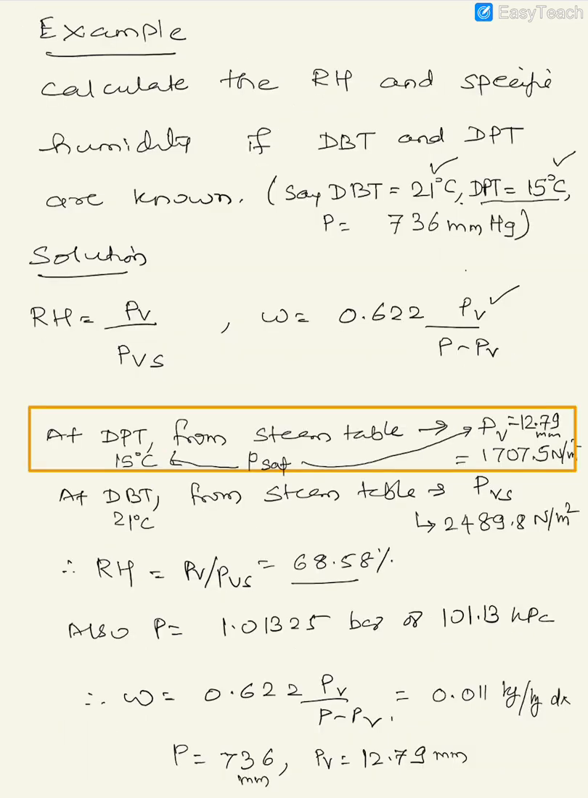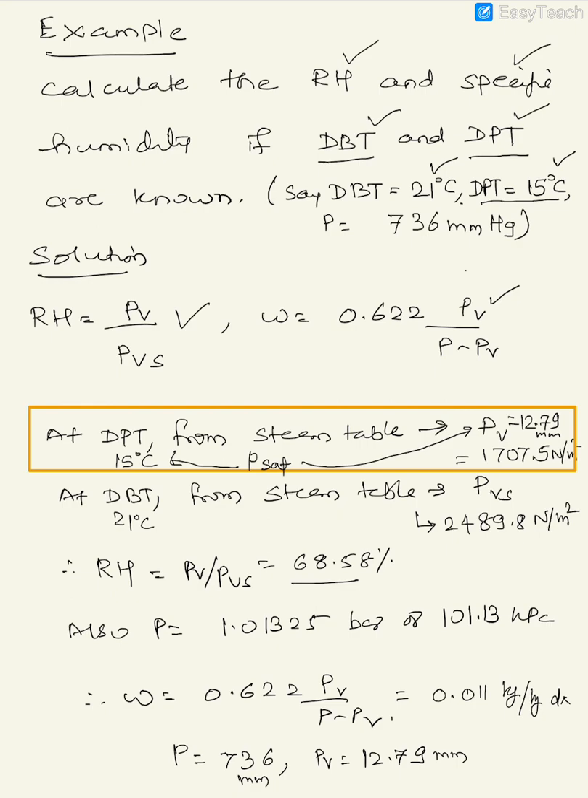The second type of problem is when you are given the dry bulb temperature and dew point temperature. You are not given the relative humidity and you are required to find relative humidity and specific humidity. Again, you use the same two formulas, this one and this one. Dew point temperature, you know.